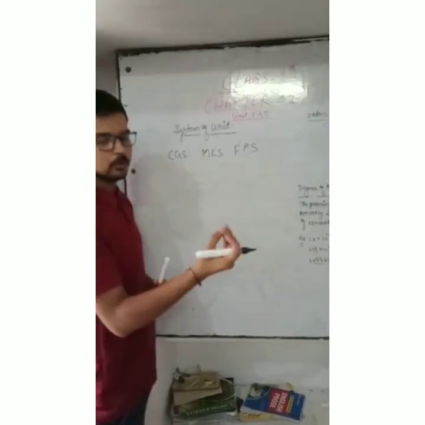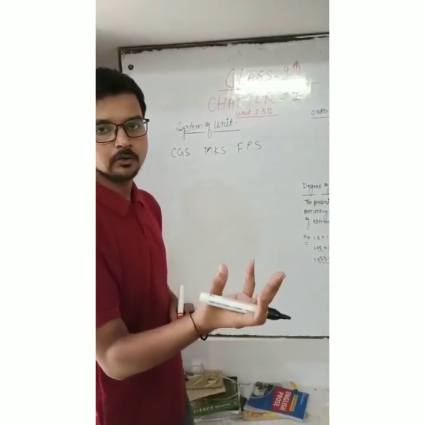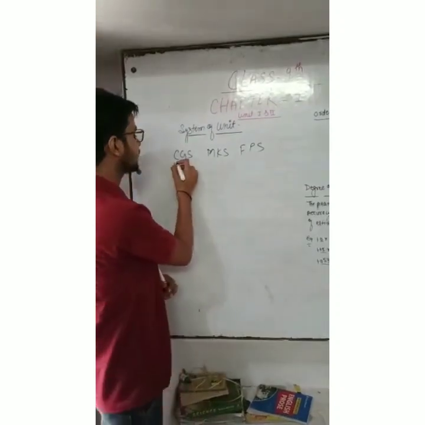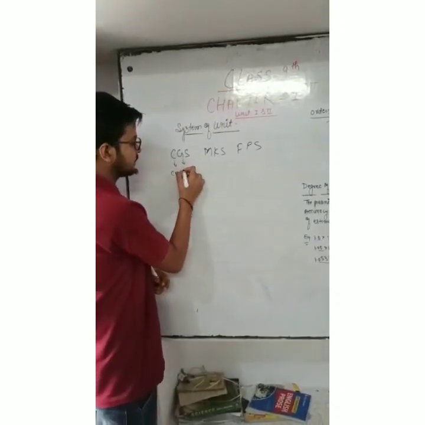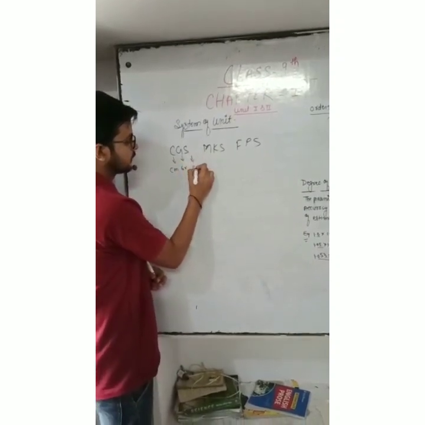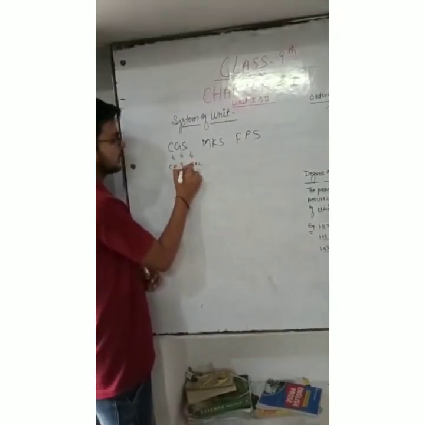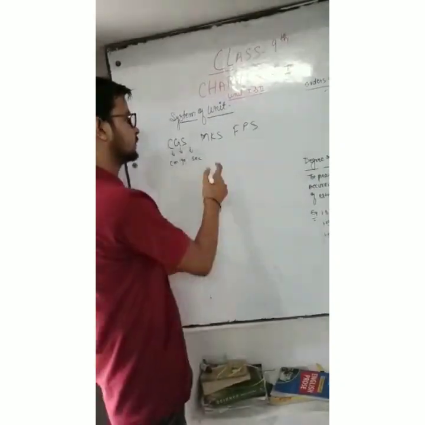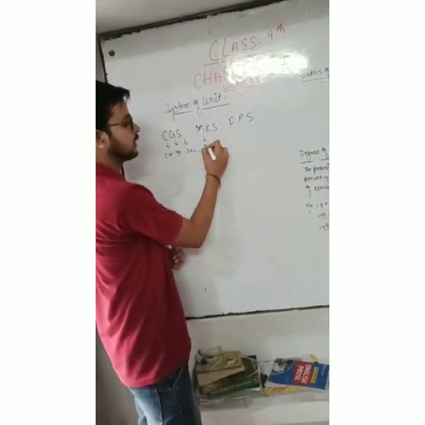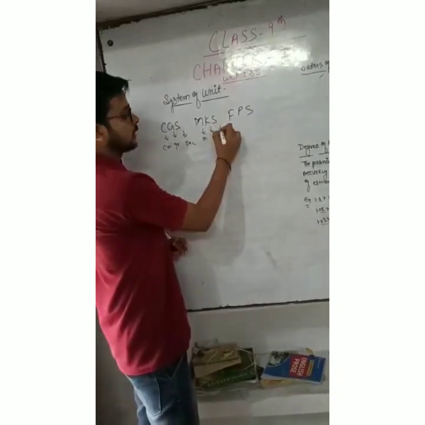Suppose we take a very low amount of any quantity. Then we take a centimeter, and for a very low amount, that means gram, and second. This is our CGS system. Okay students, now the MKS system. This is the fundamental system, that means meter, K for kg and S for second.